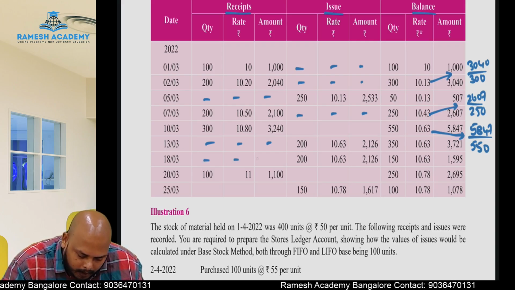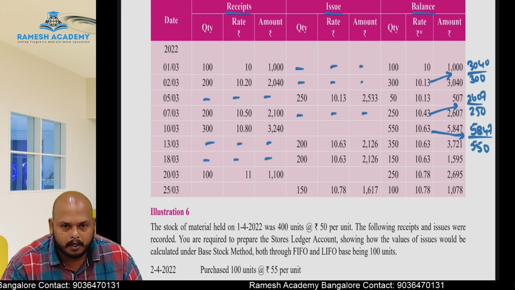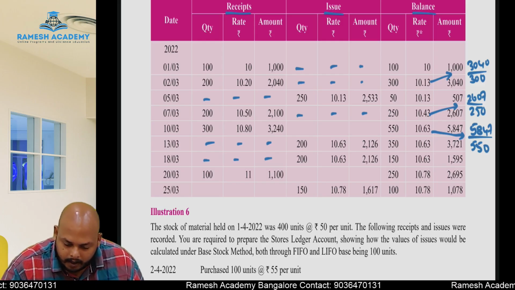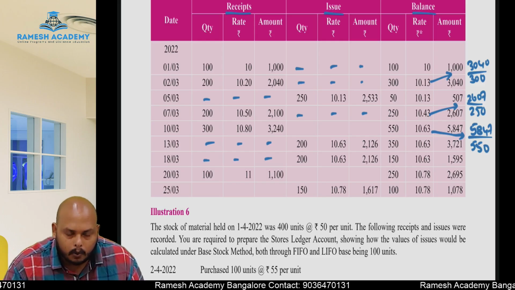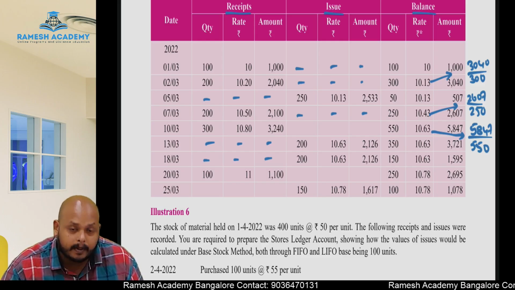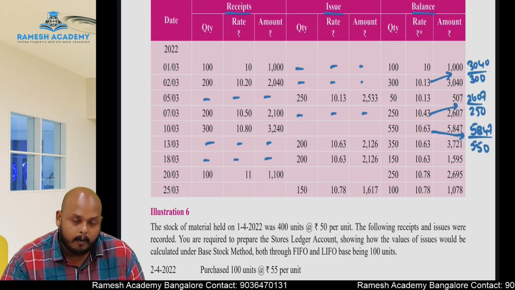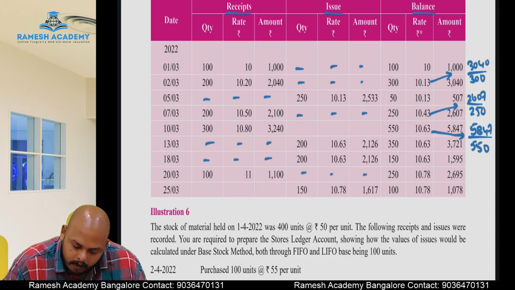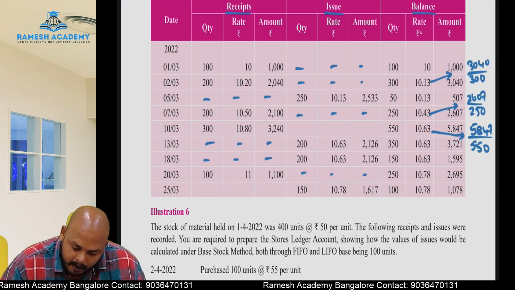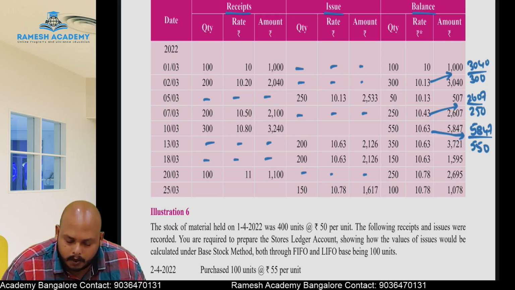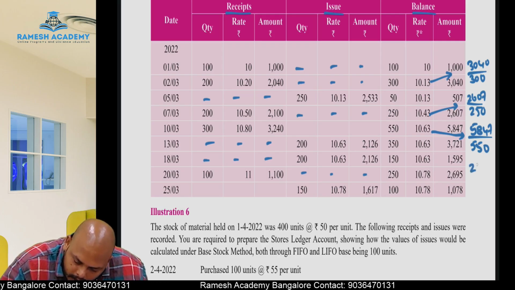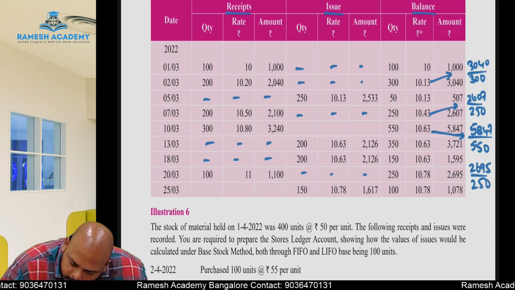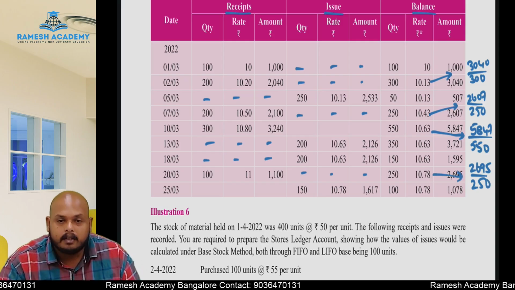On 18th March he issued how many units? Again 200 units. 10.63 he calculated and the remaining value is the same, 10.63. It is not changing. On 20th March he purchased 100 units. What is the price? 11 rupees per unit. And the amount is 1100. Take it and add it. 150 plus 100 is 250. 1595 plus 1100 is 2695. So 2695 divided by 250, that is how he got 10.78.